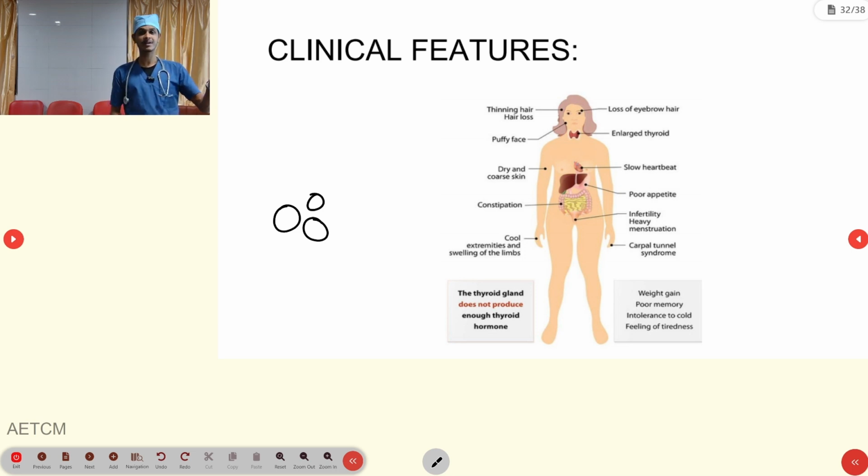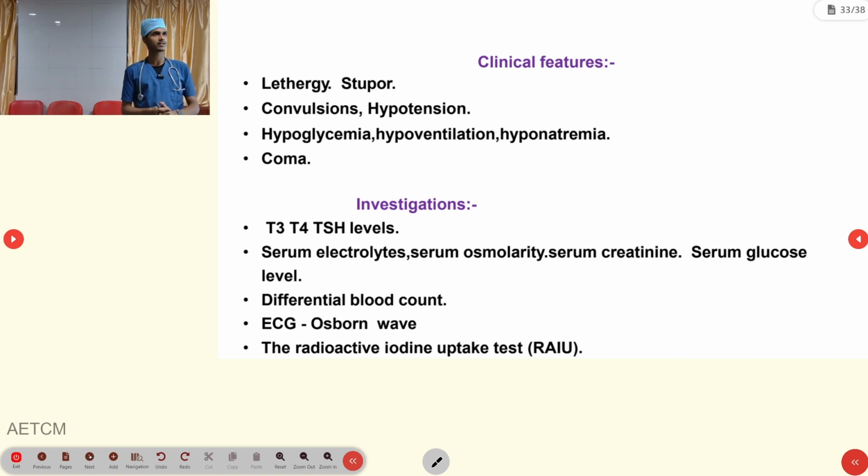And then cold extremities. In hypothyroidism there will be mainly cold intolerance, because of reduced metabolism. If metabolism is reduced, there is no byproduct of heat, so the body automatically goes into hypothermia. These are again clinical features: lethargy, stupor, convulsion, hypotension. Hypoglycemia, again metabolism related. Because of the reduced metabolism, the person will develop hypoglycemia. If you find hypoglycemia, we have to treat the condition.